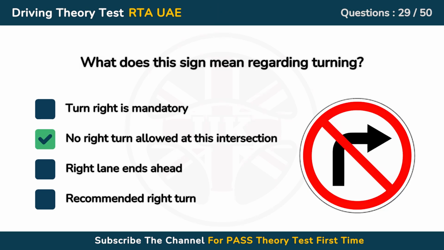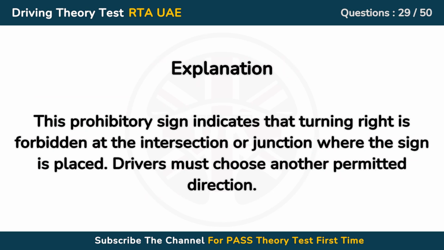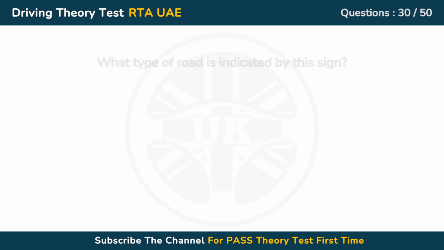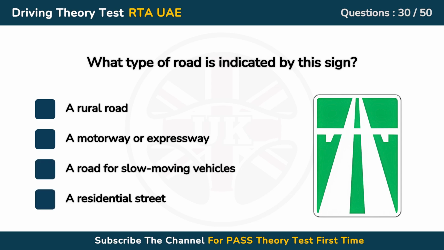Answer is B. No right turn allowed at this intersection. This prohibitory sign indicates that turning right is forbidden at the intersection or junction where the sign is placed. Drivers must choose another permitted direction. Question 30. What type of road is indicated by this sign?